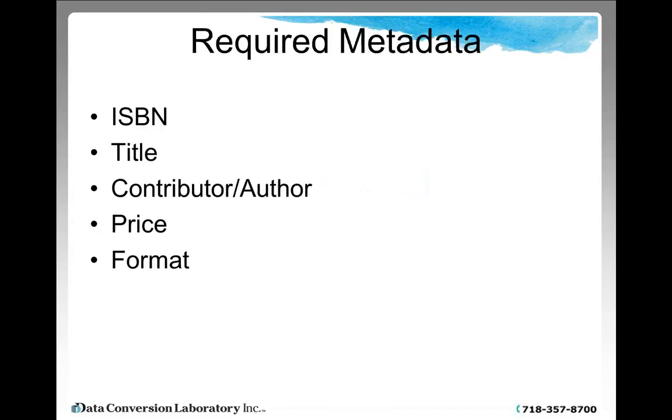Let's go over some of the required metadata. These fields are the 5 basic fields that every vendor requires. They're essentially the lowest common denominator. So vendors will require an ISBN, they'll require a title, they'll require the contributor name, the author name, illustrator, any other contributor to the book, the price, obviously, they need to know that, and the format that the book comes in.